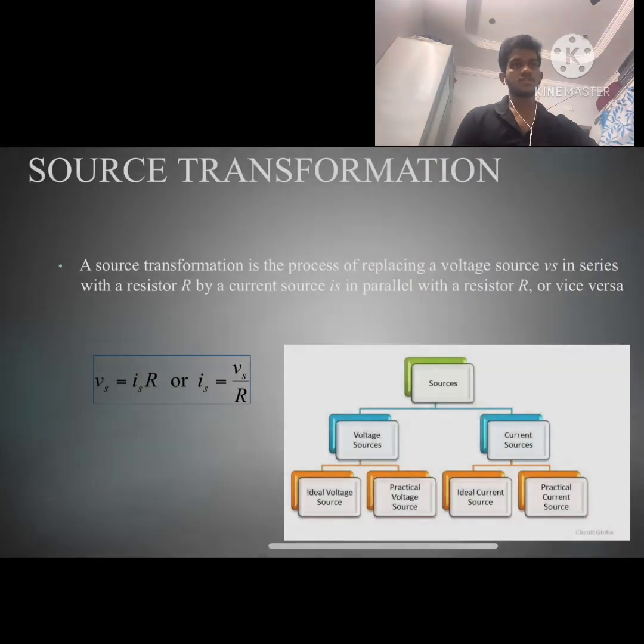Again, discussing source transformation. A source transformation is the process of replacing a voltage source V in series with a resistor R by a current source in parallel with the resistor R. V equal to I R or I equal to V by R. Sources are of two types: voltage source and current source. Ideal voltage source and practical voltage source. Ideal current source and practical current source.